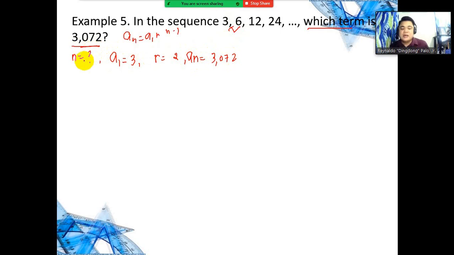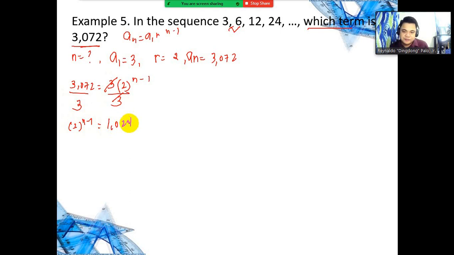Then we can substitute to the formula: a sub n, which is 3072, equals your a sub 1, which is 3, times your common ratio of 2 raised to the power of n minus 1, n is unknown. Now, we will be simplifying. You cannot just simply multiply 3 and 2 raised to the power of n minus 1 because they are dissimilar. Now, what we can do is divide both sides by 3 to eliminate 3. Right? So, 3072 divided by 3 is 1024.